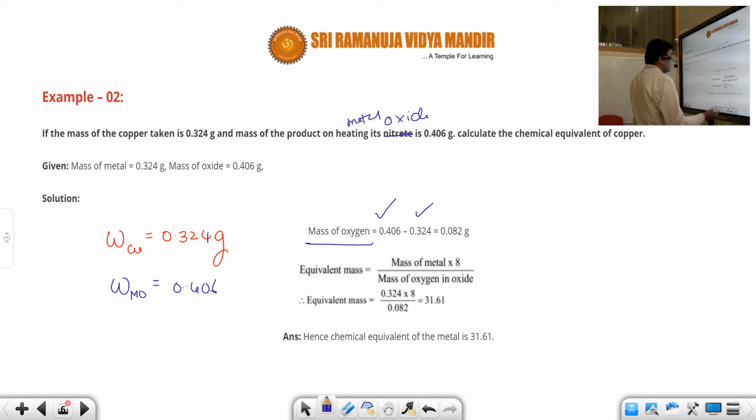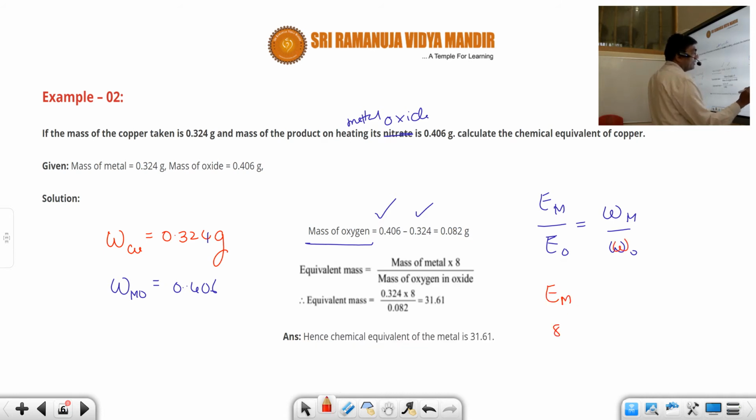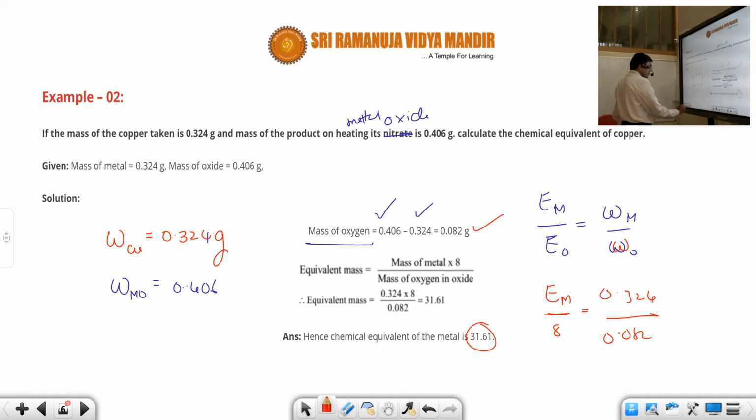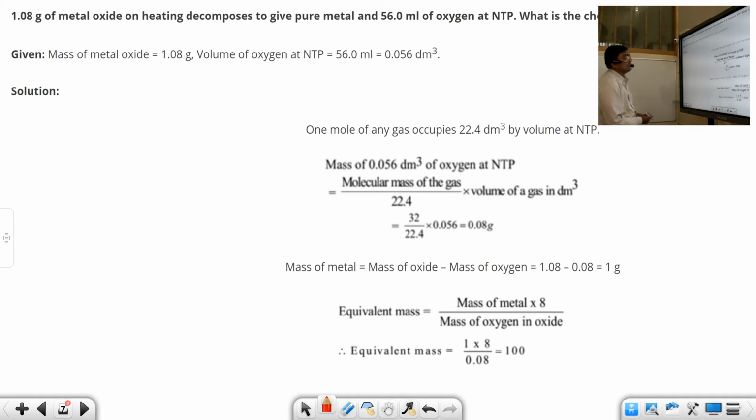Now very simple. Equivalent weight of metal by equivalent weight of oxygen is equal to weight of metal by weight of oxygen. So you substitute these, students. Equivalent weight of the metal by 8 is equal to weight of the metal, 0.324, by weight of oxygen, 0.082. So the answer will be 31.61. I hope you understood. Now let us see another question, students.